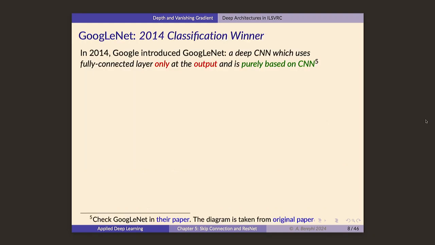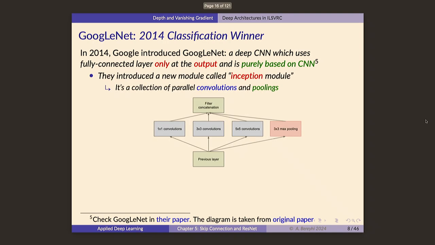Now, there was also one other winner in the same year, 2014, because ImageNet started to have multiple tasks, like localization, classification, and different things. And for one particular task, this was the Inception model proposed by Google. It was basically just a bunch of convolutions, and then they combine the output of the convolutions, and then again they process it.